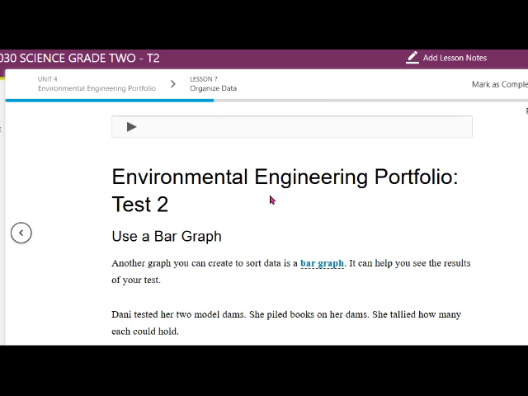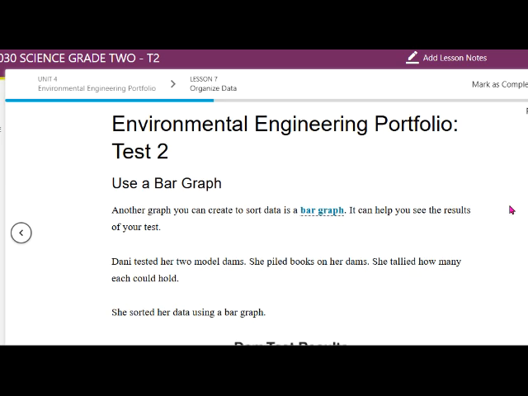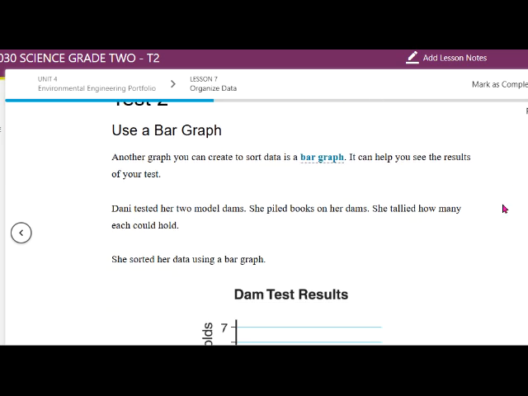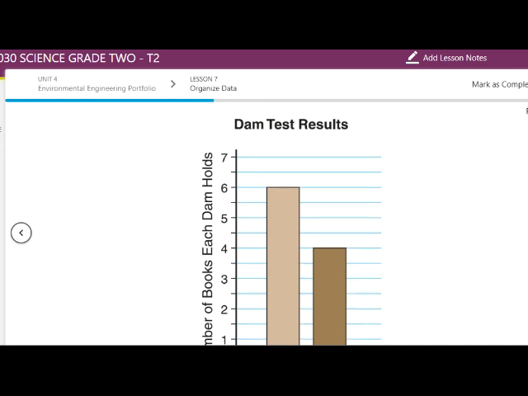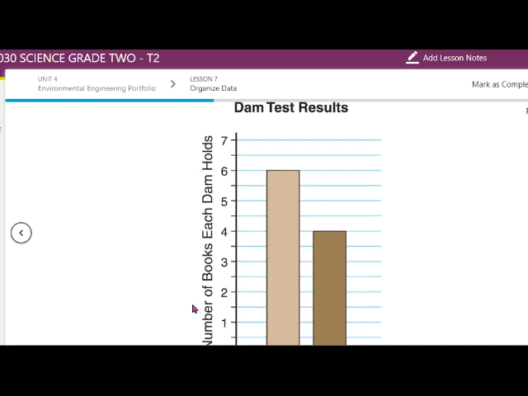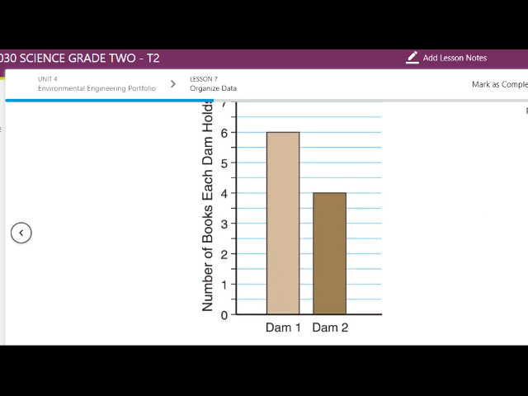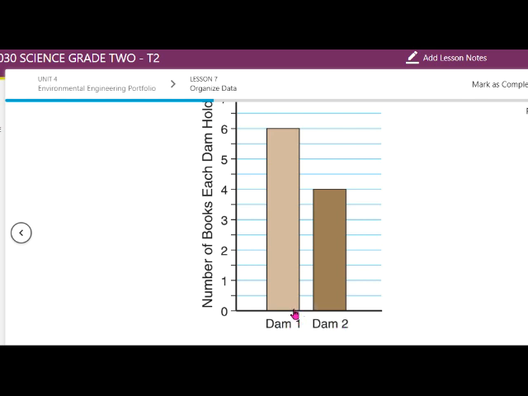Use a bar graph. Another graph you can create to sort data with is a bar graph. It can help you see the results of your test. Danny tested her 2 model dams. She piled books on her dams. She tallied how many each could hold, and then she sorted her data using a bar graph. So she has the number of books. She was using books to stack. And then she has dam 1 and dam 2. Dam 1 goes all the way up to 6. Dam 2 goes all the way up to 4.